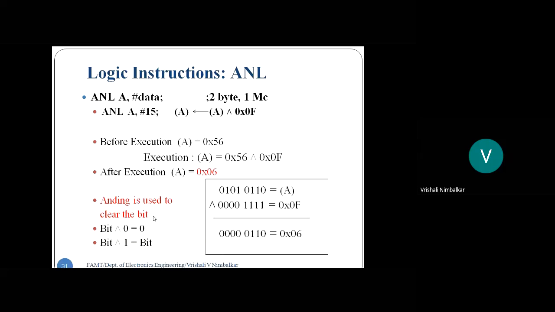How do I do that? I AND 36 with 0F. So that digit 3 is gone. Only 6 remains. Are you getting me, students? That's how you use ANDing. Right? So ANDing is used to clear the bit. And none of the flags are affected. Okay, flags do not get affected.